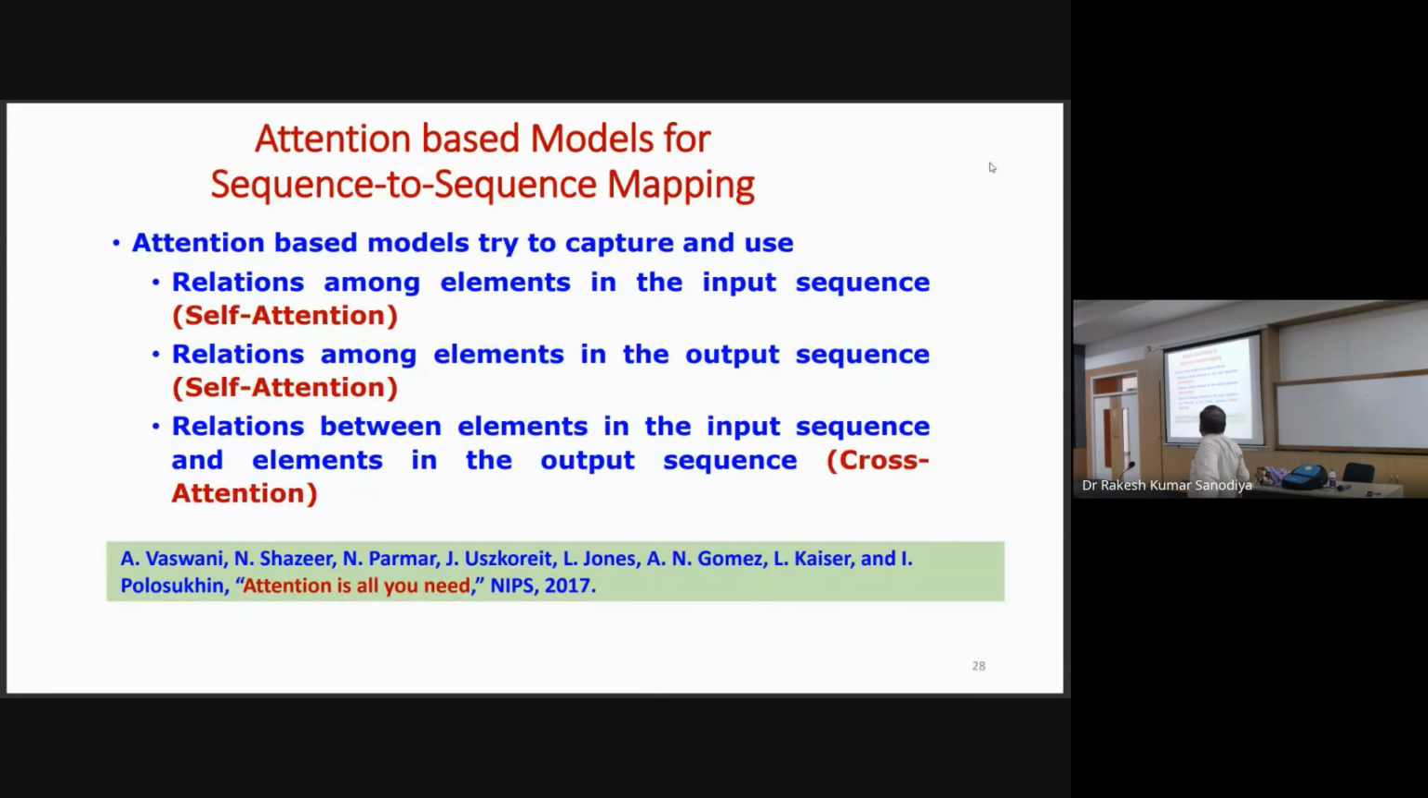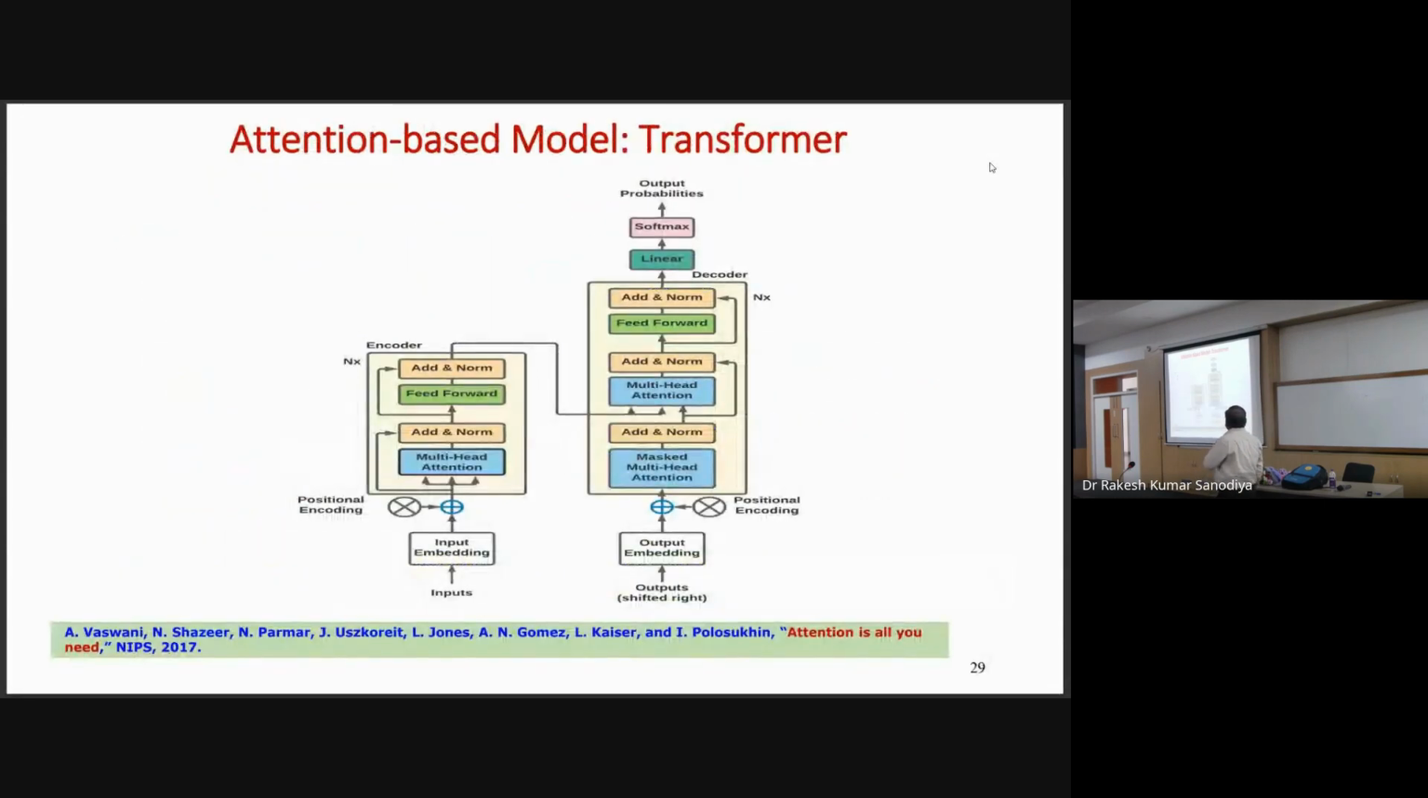But in order to do this mapping task, you need to relate the input sequence to the output sequence. Basically, you need to relate the elements in the input sequence to the elements in the output sequence. And that we try to do by performing another type of attention called cross attention. So basically, as we'll see, we do self-attention on the input, and we do self-attention on the desired output. And then we also do attention to capture the relation between the input sentence and the desired output sentence, and then use that to perform the mapping task.